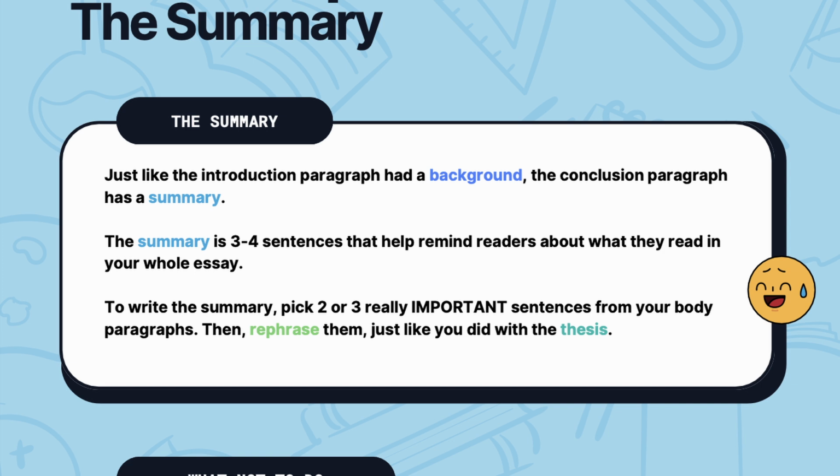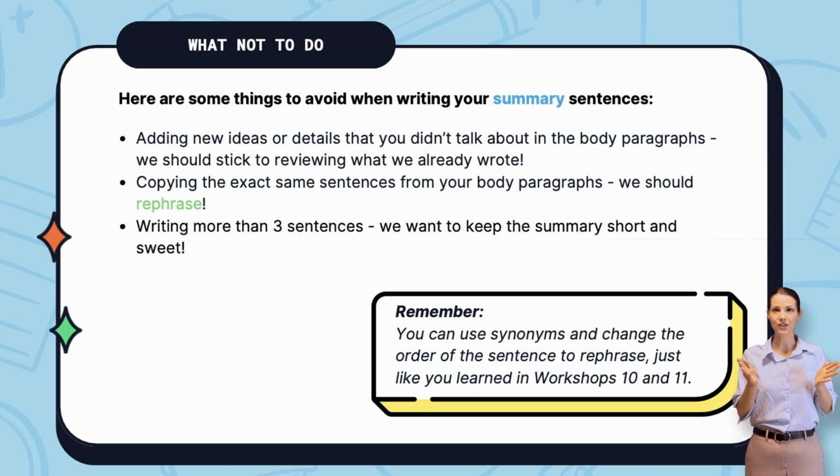To write a summary, pick 2 or 3 really important sentences from your body paragraphs. Then rephrase them just like you did with the thesis. Now that you know what to do, there are also some things that you should not do. So here's what not to do when you summarize. Here are some things to avoid when writing your summary sentences.